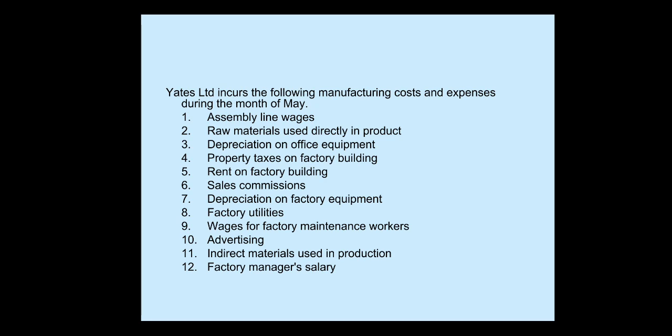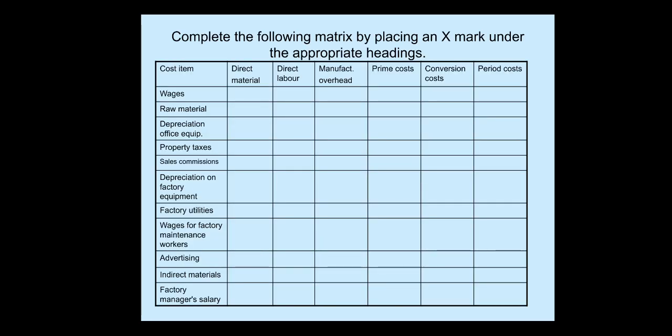Okay, this is the last one. I think this is the last thing in the syllabus. So this is a sample question. The question can give you a list of all costs, and then you have to identify which one is direct material cost, which one is direct labor cost, which one is manufacturing overhead cost, which one is prime cost, which one is conversion cost, which one is the period cost.